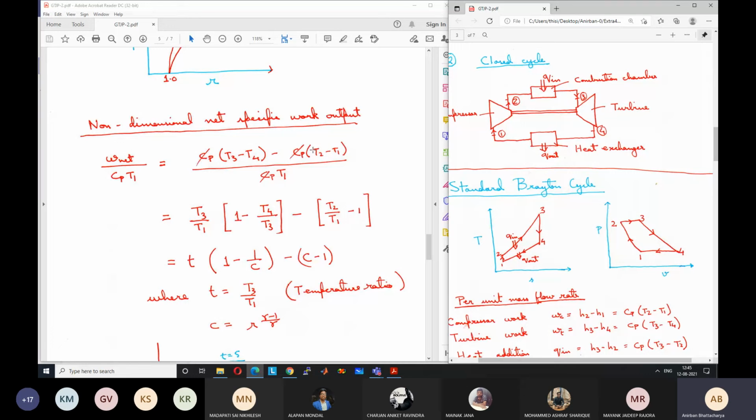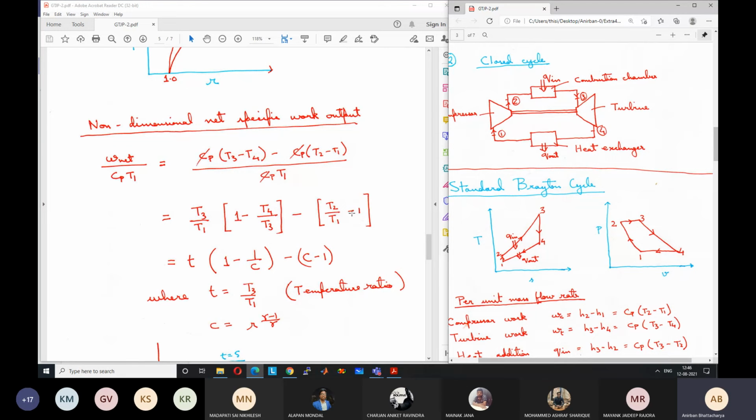If you have studied steam turbines, you know this. In some cases we can ignore the pump work input because it is so small, less than 1%. But here it is maybe 30, 40, 50%. So after you simplify this, divide by T1 and take T3 common. So T3 by T1, 1 minus T4 by T3. And for the second part, we will just keep it like T2 by T1 minus 1.